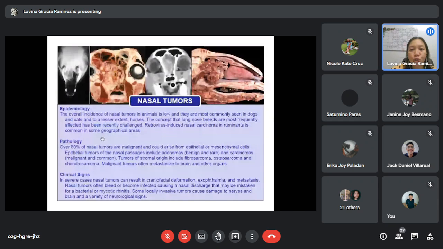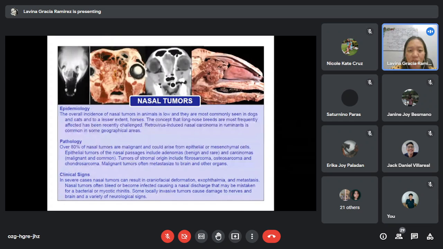Meaning that even the short-nosed breeds, not only the long-nosed ones, with their nasal bone, can still be affected by tumors, because it depends on what tumor it is. Always remember that the nasal cavity is lined by epithelium, and this epithelium and blood vessels can be subjected to tumorous infection.